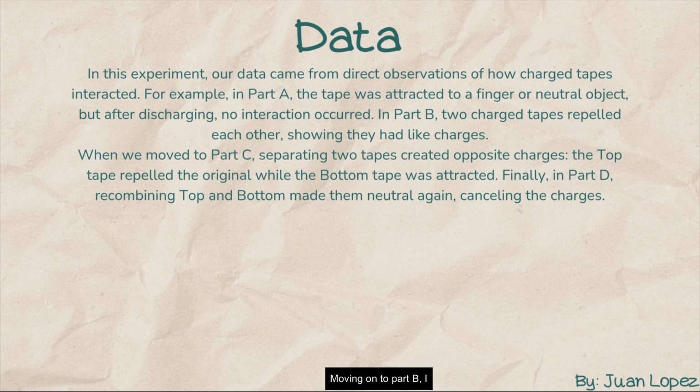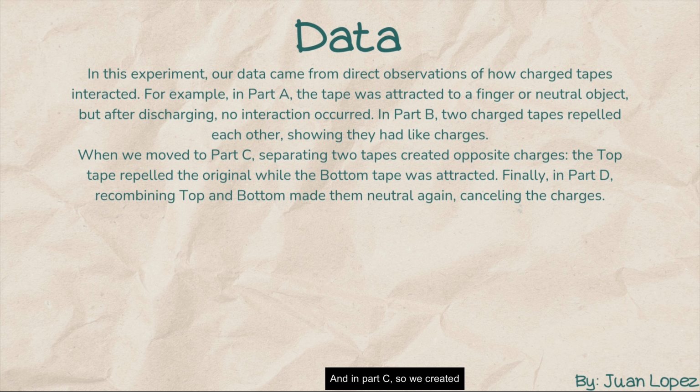Moving on to part B, I repeated the process, but this time compared two charged tapes. When we held them near each other, they repelled, and this was really different from part A because instead of pulling towards something, now they pushed away. That told us that both pieces must have gained the same type of charge. Since we know like charges repel, it confirmed that the peeling process was giving both tapes similar charges.